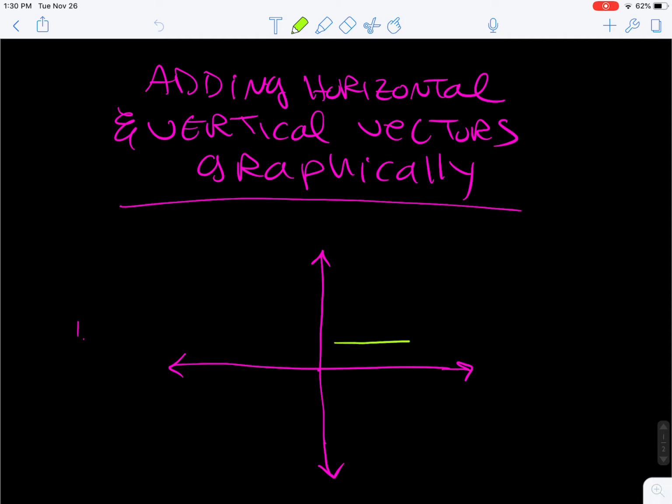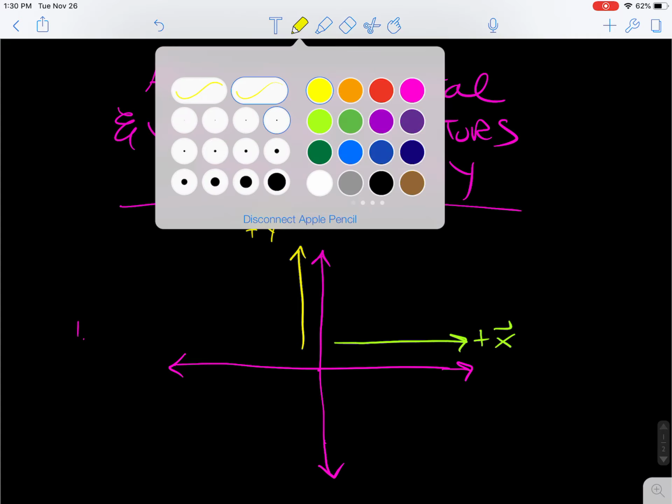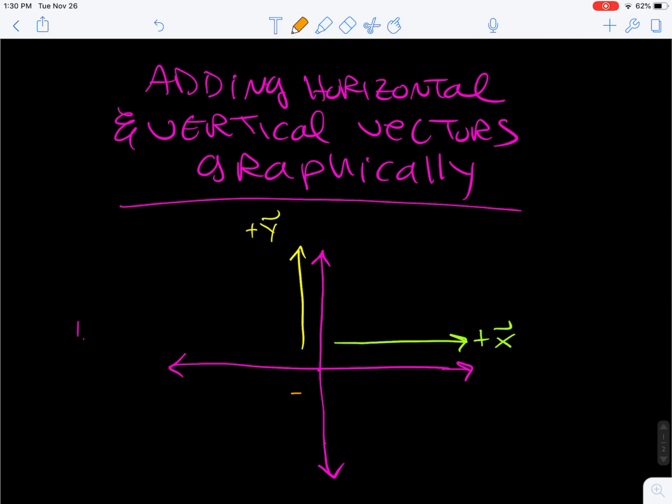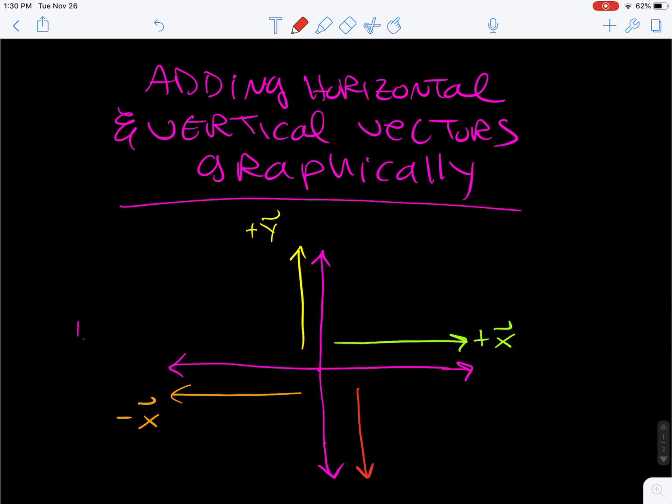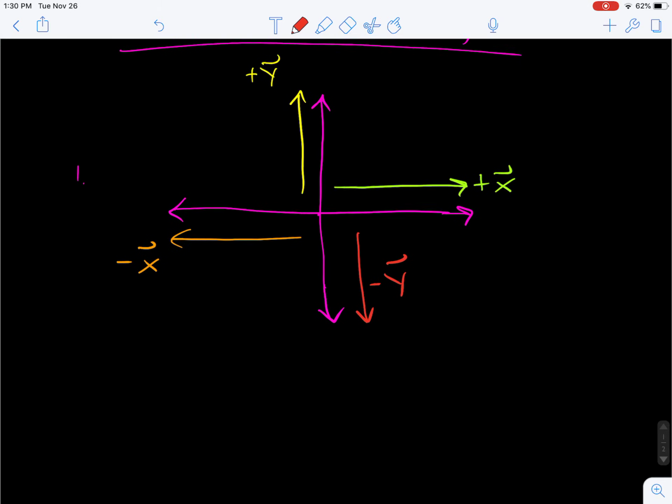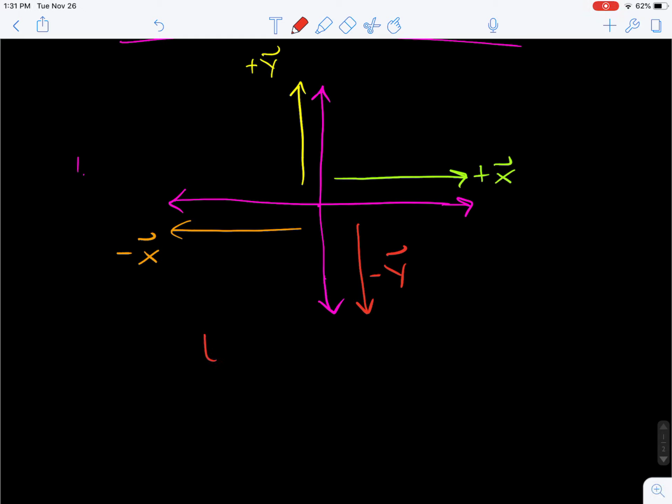The first one is going to be the x vector that points in a positive x direction. And next is going to be the y vector that points in the positive y direction. And then the negative x vector that points in the negative x direction. And the last one's going to be the negative y vector that points in a negative y direction. And we're also going to assume that these vectors are all going to have a length of 1.